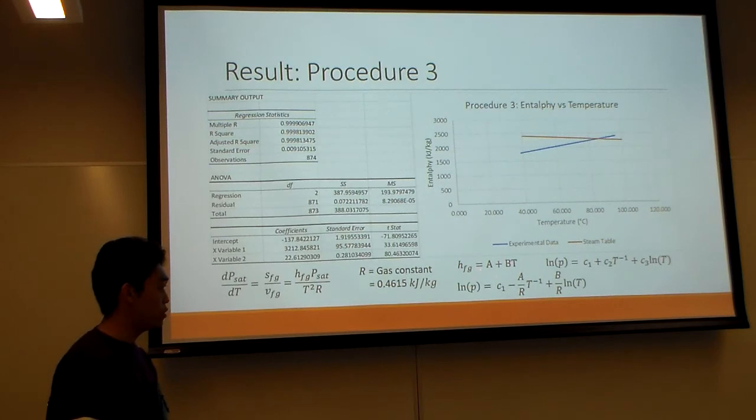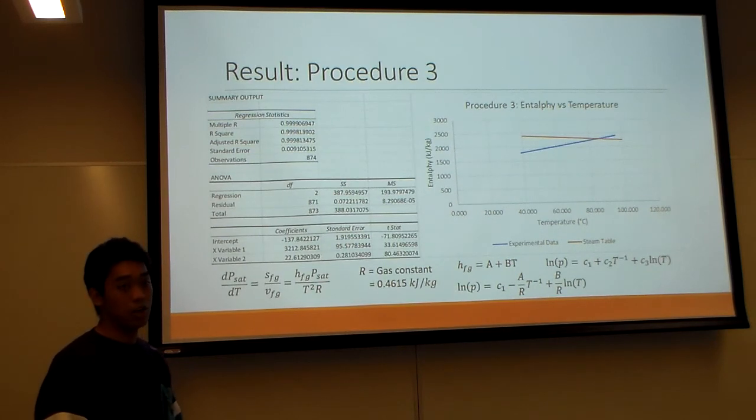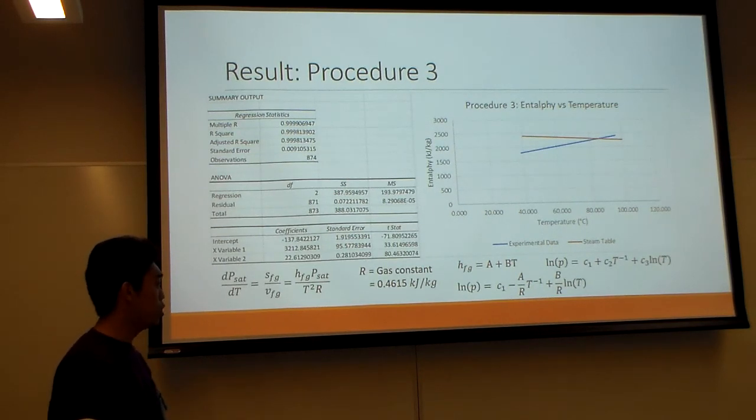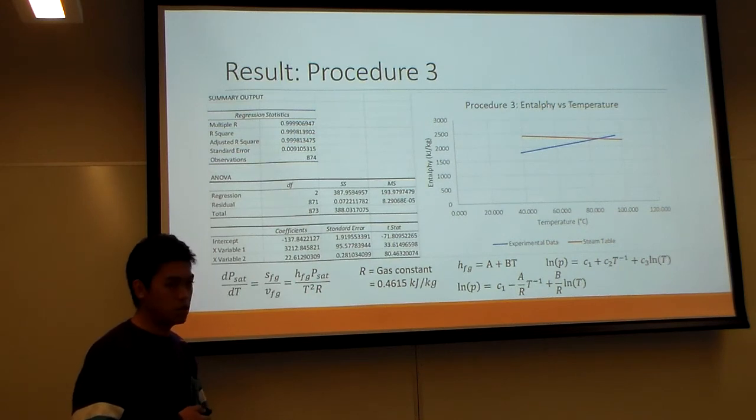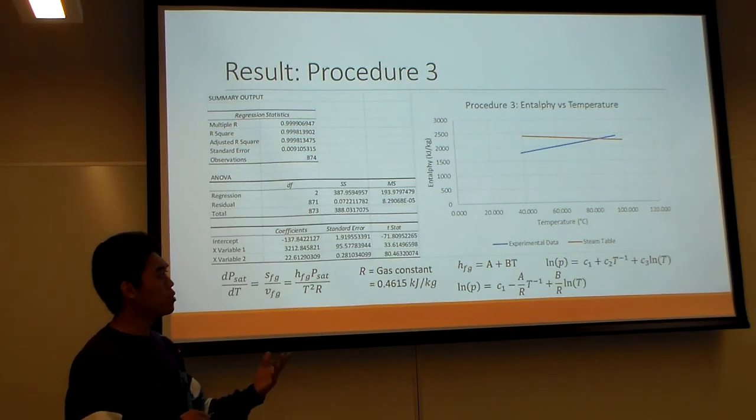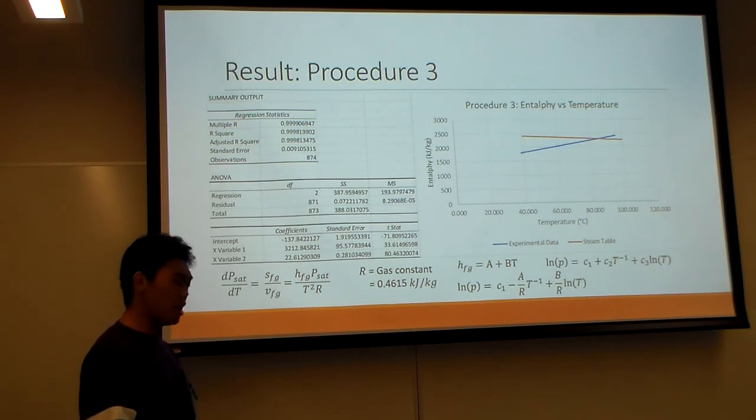Since we know the h_fg function is linear from the previous procedure, we just have to find the constants A and B, and by doing the regression calculation, we got this result, producing the linear result of the latent heat of vaporization of water.